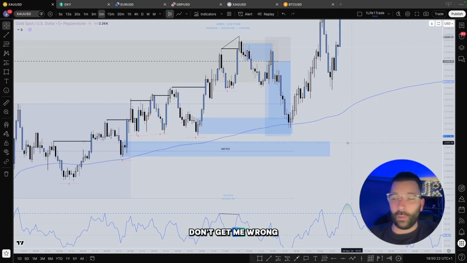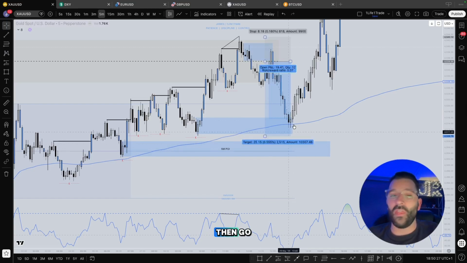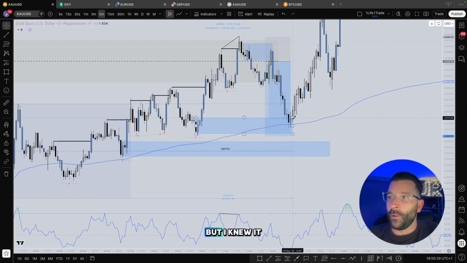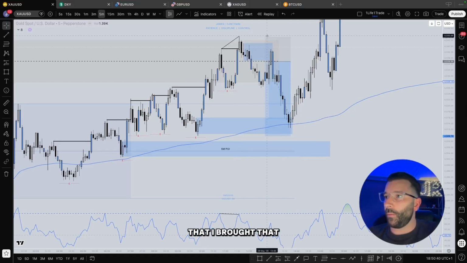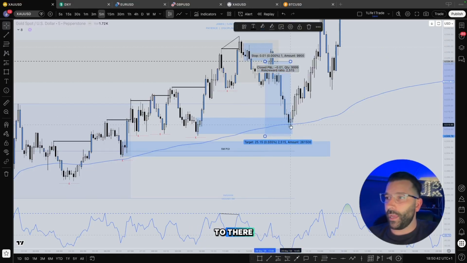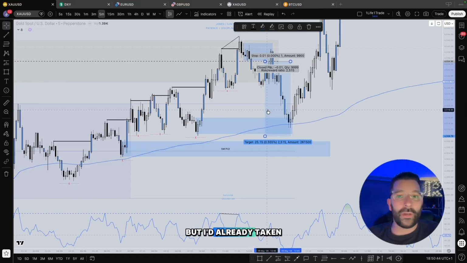Now, don't get me wrong, I wanted it, and I did think it was going to come down, at least sweep that, then go. That's what I wanted. But I knew it could react from here, from this order block here, fill the imbalance, it could go. So I took off 80% of my trade there. I took off 80% of my trade and let it be. I brought that down to BE, so that was down to there. Then it came back, hit me at BE, but I'd already taken 80%.